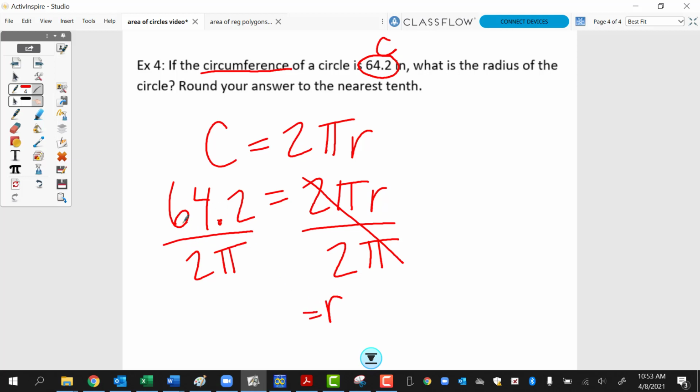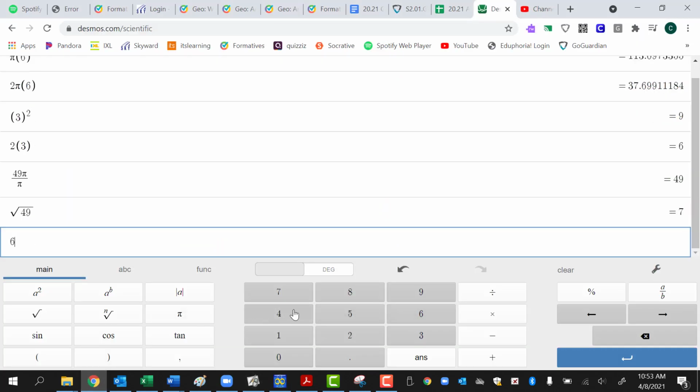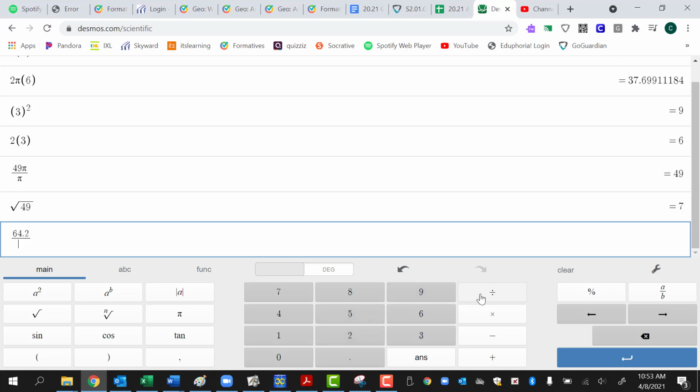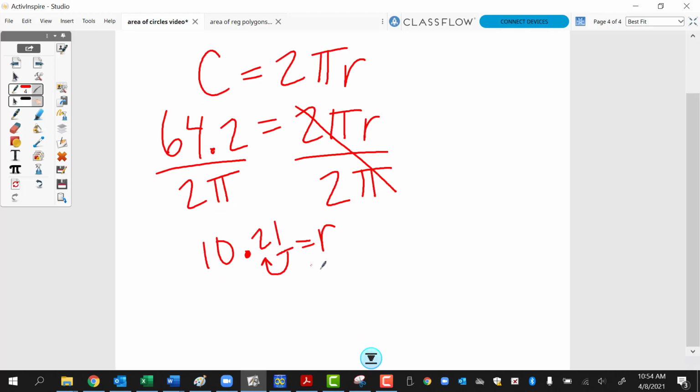This side, we got to type that in the calculator. So we're making sure that 2 and pi are both on the bottom of our fraction. So we have 64.2 divided by 2 pi. We got 10.21. It's a round to the nearest tenth. Does the 1 make the 2 bigger or keep it the same? It keeps it the same. So final answer is 10.2.